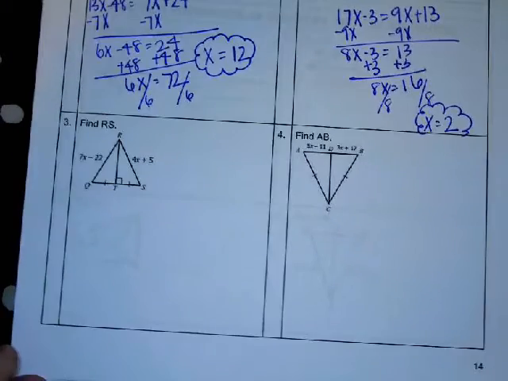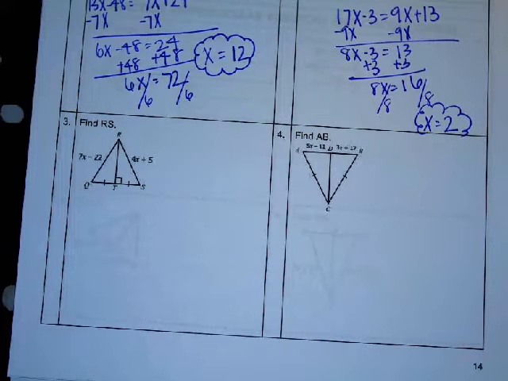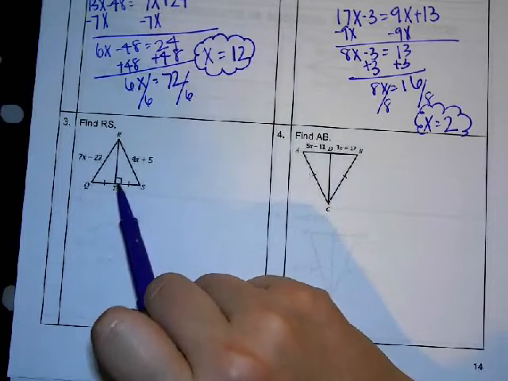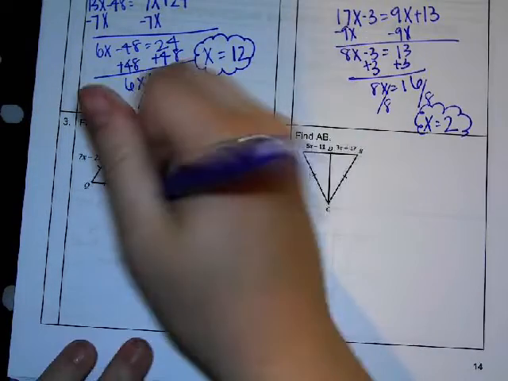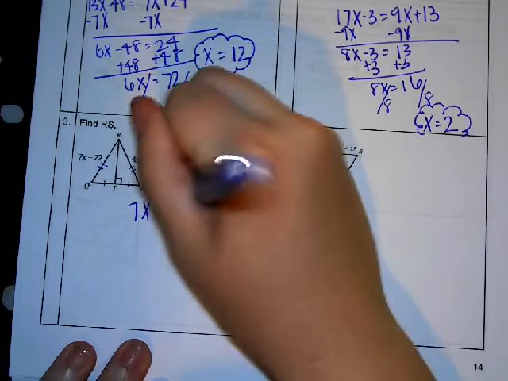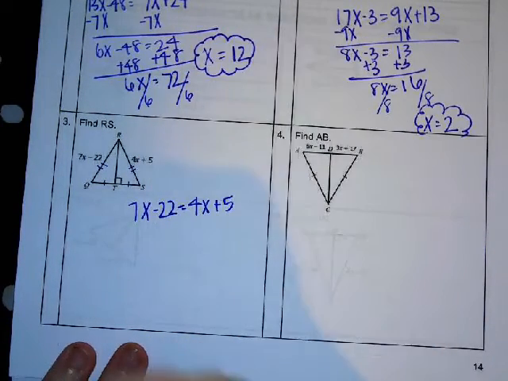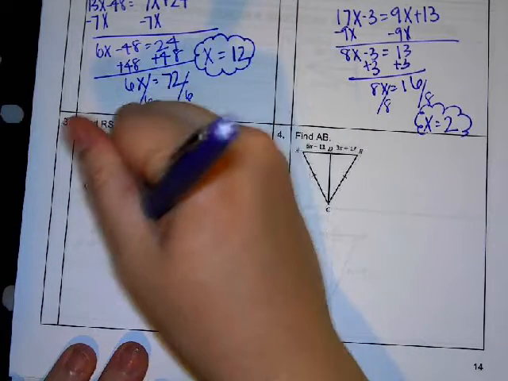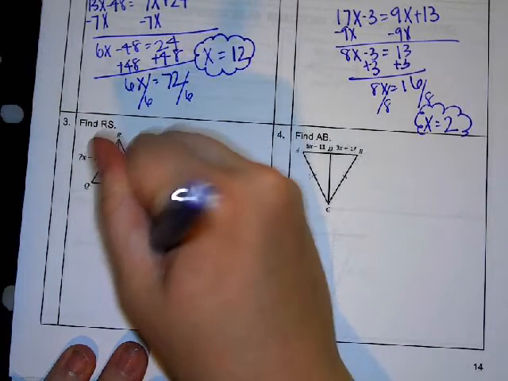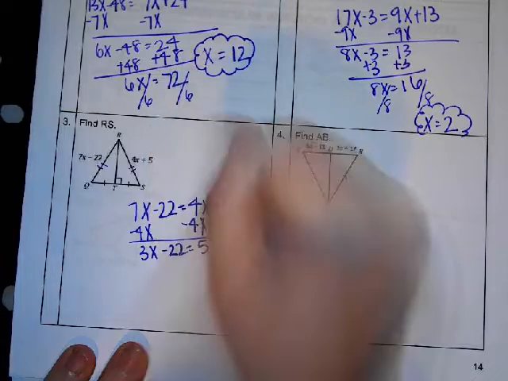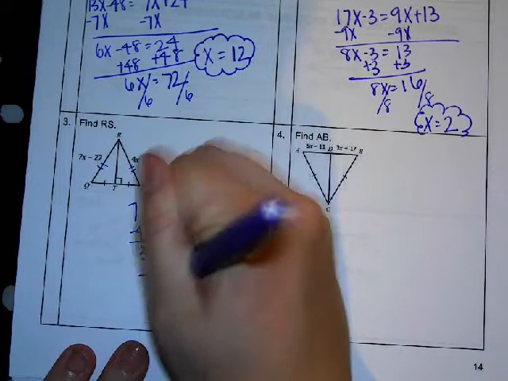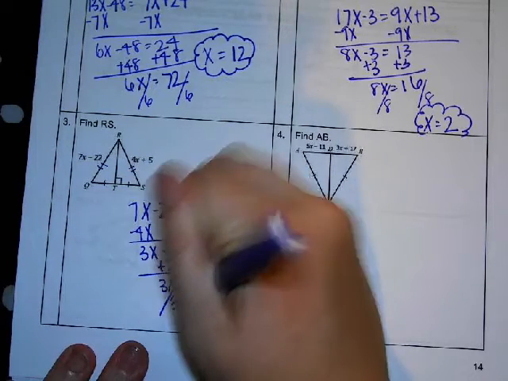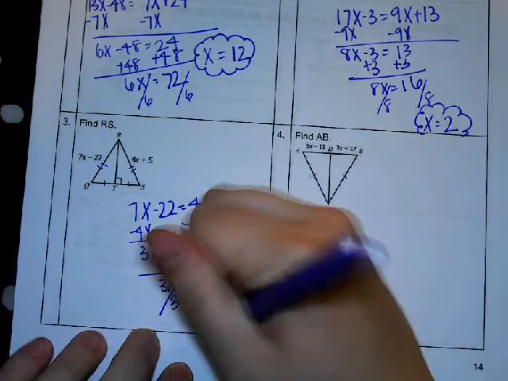If you'd like a challenge, pause the video and see if you can solve the next two. So because here is my perpendicular bisector, these two bottoms are the same, I'm setting these two sides equal to each other. 7x minus 22 is equal to 4x plus 5. Move my variable over. That gives me 3x minus 22 equals 5. Add my constant. That gives me 3x equals 27. Then my last step is to divide by my coefficient. That gives me x is equal to 9.